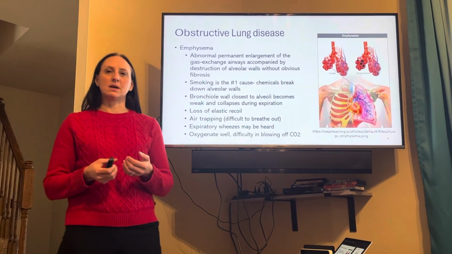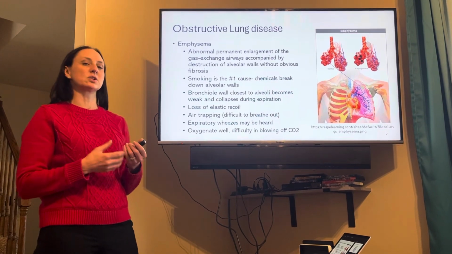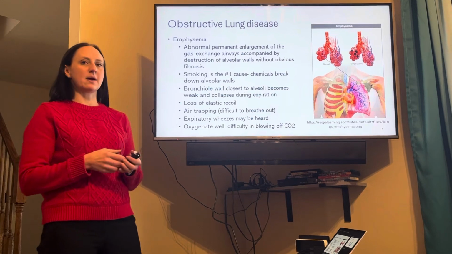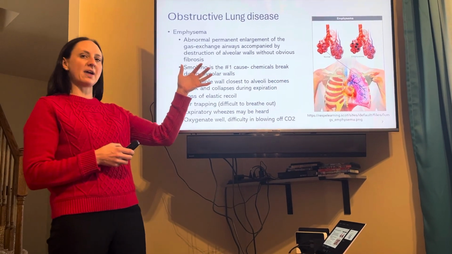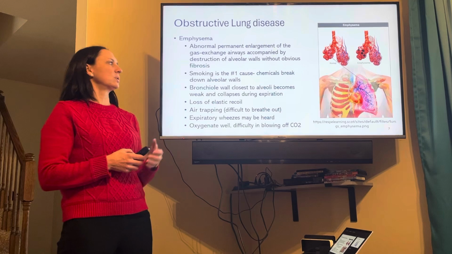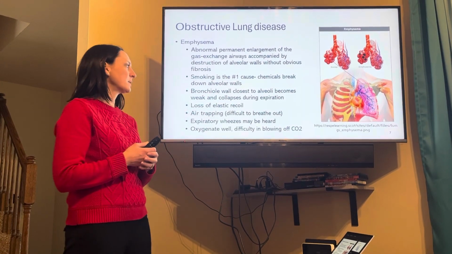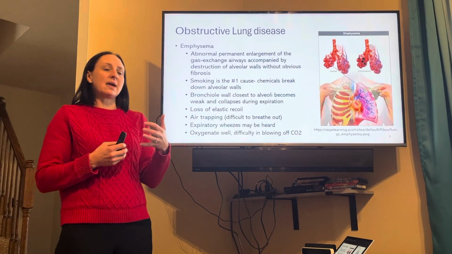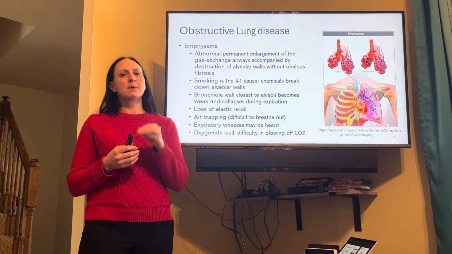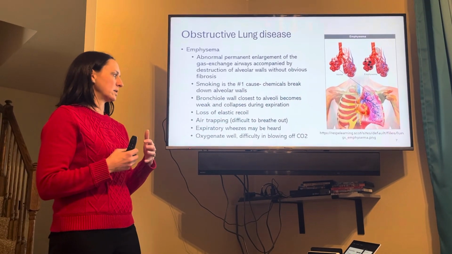Let's talk about emphysema. So emphysema is an abnormal permanent enlargement of the gas exchange area without any obvious fibrosis. And so really there's a destruction of the alveolar wall, which affects the alveoli. Again, smoking is really the #1 cause. The chemicals can break down that alveolar wall. So the bronchial wall closest to the alveoli becomes weak and it collapses during expiration. And I'm going to show you that in a minute in terms of what that looks like for a picture.